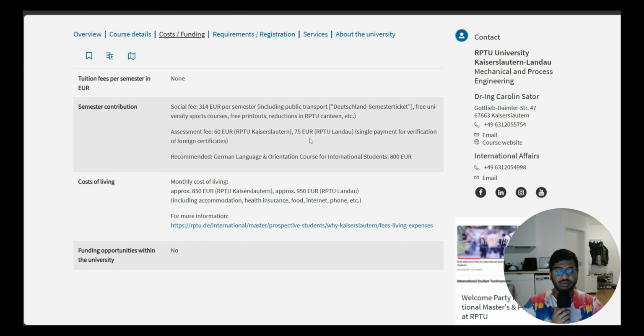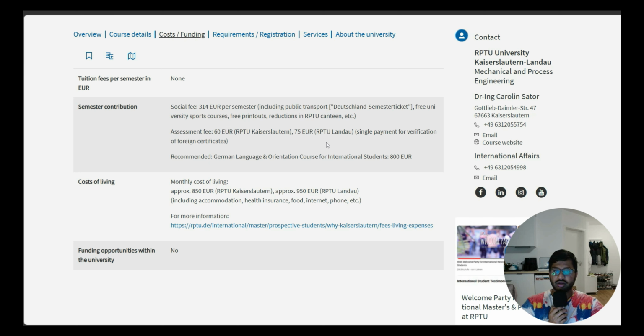And in the social fees of 350 euros, you will also get your student ticket. With this you can also travel across Germany. As of now the Deutschland ticket is free, but you can only travel on regional trains in entire Germany. But once the Deutschland ticket is gone, then you will get your state ticket or any student ticket that is valid for your state. So no need to worry.